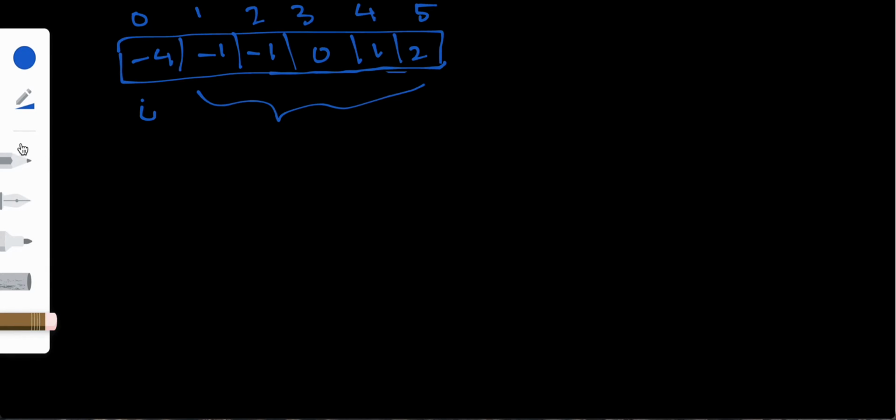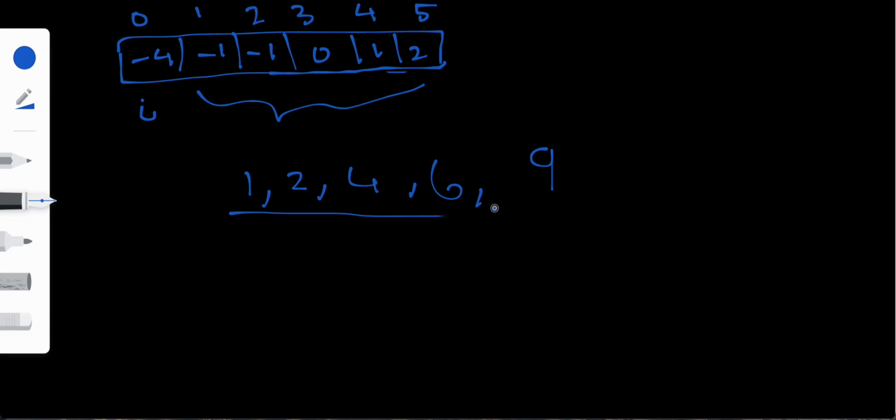I'll give you an example of what I'm talking about here. Let's say for example I have 1, 2, 4, and then 6, and then 9. Okay, so these are the 5 numbers that I have, and let me mark it up as an array. Sorry for my bad drawing here.